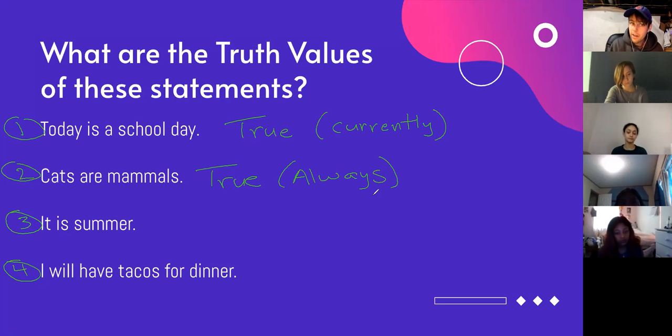I don't believe there are any cats that are not mammals. I'm pretty sure all cats have live births and have fur and feed their young milk. I don't know that that's all of the distinctions for mammals, but I think that's most of them. So all cats are mammals. What about number 3?